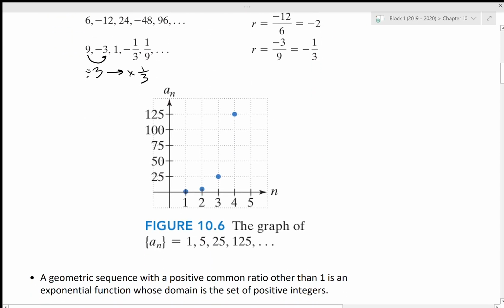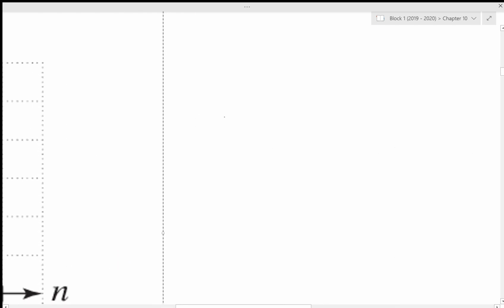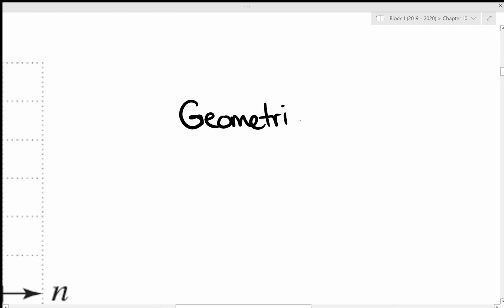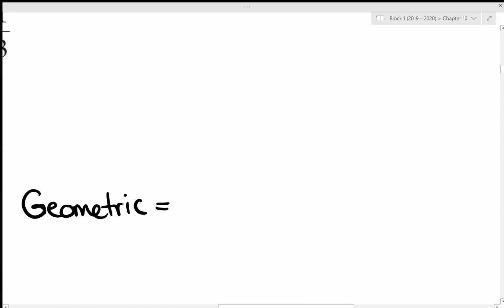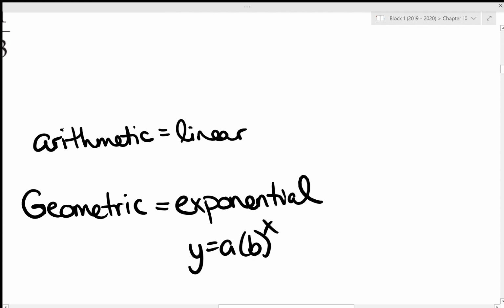Now, because the pattern is to constantly multiply or divide, a geometric sequence is going to be exponential. Now remember with exponential, it was y equals a times b to the x power, right? When your x is the exponent, that is exponential. With arithmetic, it was linear, right? We keep adding or subtracting, and that's our pattern or our slope, right?